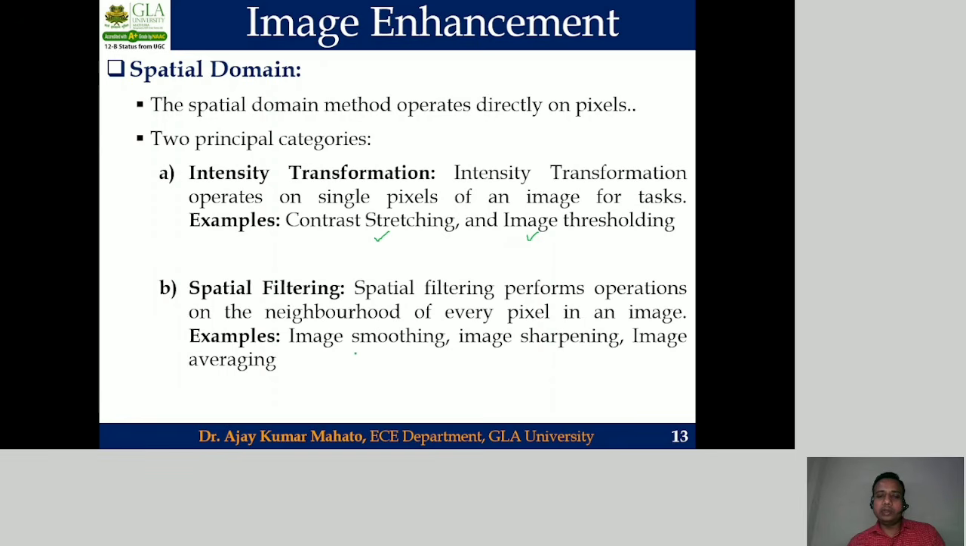Whereas in the case of image smoothing, image sharpening and image averaging, we have to consider the pixel P as well as its 8 neighborhood pixels, and hence these are examples of spatial filtering. In this slide, we will briefly discuss the various image enhancement techniques based on intensity transformation. Image enhancement techniques based on spatial filtering, we will discuss in our upcoming lectures.